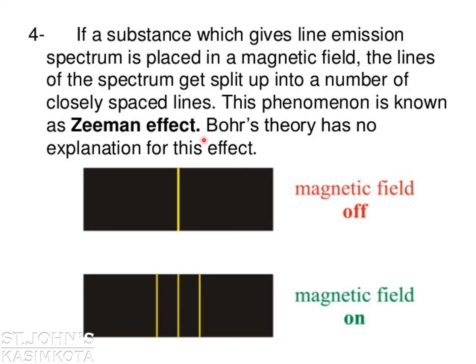So here in the picture you can see that when the magnetic field is off, it is just shown as a single line. But when the magnetic field is on, it has split up into 3 different lines which are very closely spaced. When the magnetic field is off, they come together and are seen as a single line. So this phenomenon of splitting of lines in the presence of a magnetic field is known as Zeeman effect. Bohr's theory did not explain Zeeman effect. So this is another drawback.